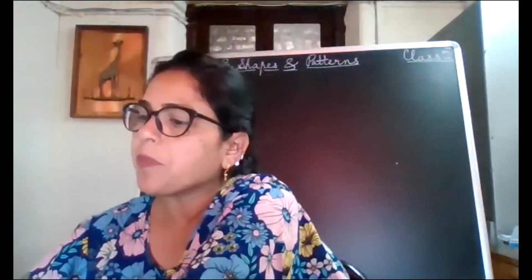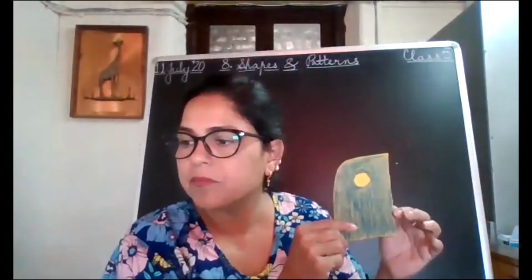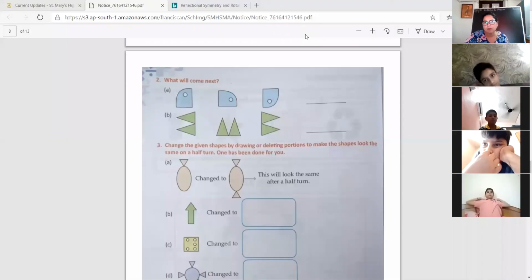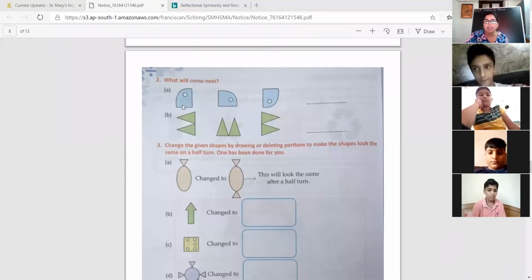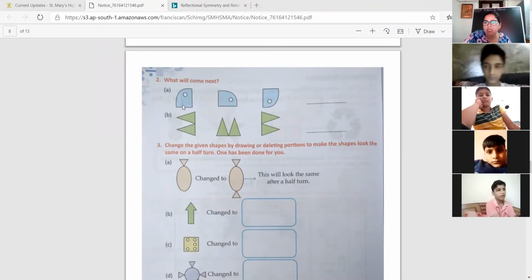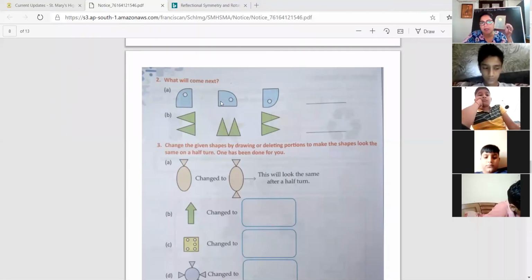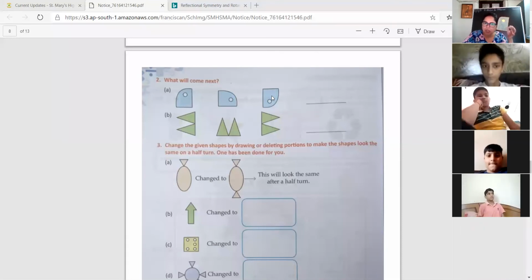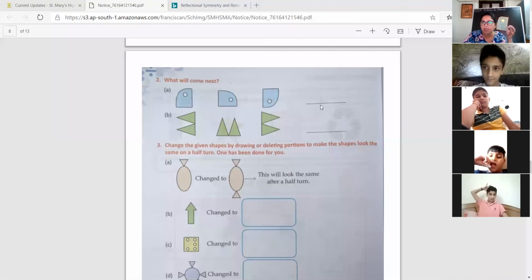On the next page, you also have some other figures. One is this, and this is a different question. Question number 2: what will come next? We need to see the way in which this particular shape is moving. I already have this shape with me, and I will keep moving it to see how I get the second shape, and move it again to see how I get the third shape. In the same direction, that much only I will move, so that I will know what has to be drawn in the fourth place.